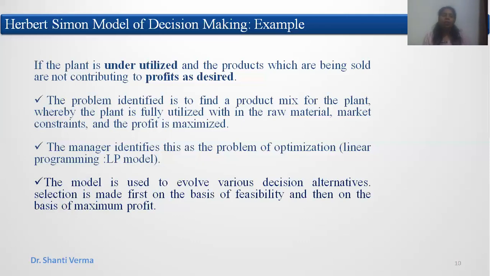The second step of the Herbert Simon model is design. So in the next step, the manager identifies that this is a problem of optimization and we can use a linear programming model. The third step of the Herbert Simon model is choice. So the manager uses the model to evolve various decision alternatives. Selection is made first on the basis of feasibility and then on the basis of the maximum profit.